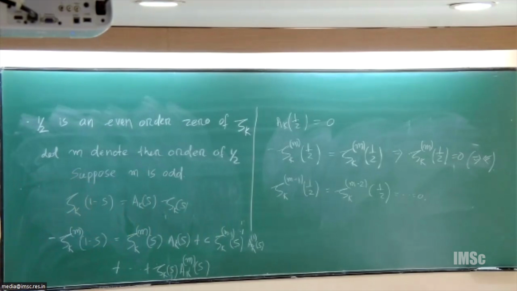So half is an even order zero of zeta K if zeta K of half is 0. So we know there exists a number field K such that zeta K of half is 0. Do we know there are infinitely many number fields K such that zeta K of half is 0? The Aramata-Brauer theorem answers this question.